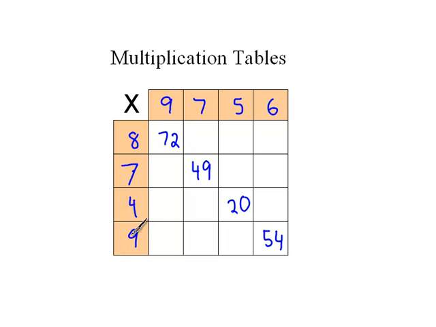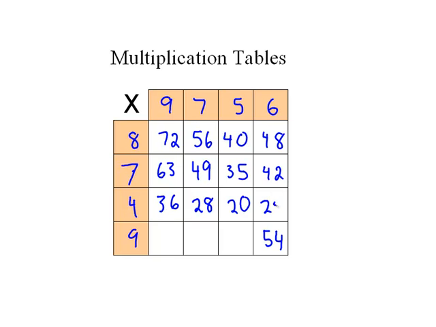Once I have all the numbers in the left-hand column and the top row, I can fill out the rest of the boxes. So over here I'm going to have 56. 8 times 7 is 56. 8 times 5 is 40. And 8 times 6 is 48. In the second row I've got 7 times 9, which is 63. 7 times 5 is 35. 7 times 6 is 42. 4 times 9 is 36. 4 times 7 is 28, and 4 times 6 is 24.